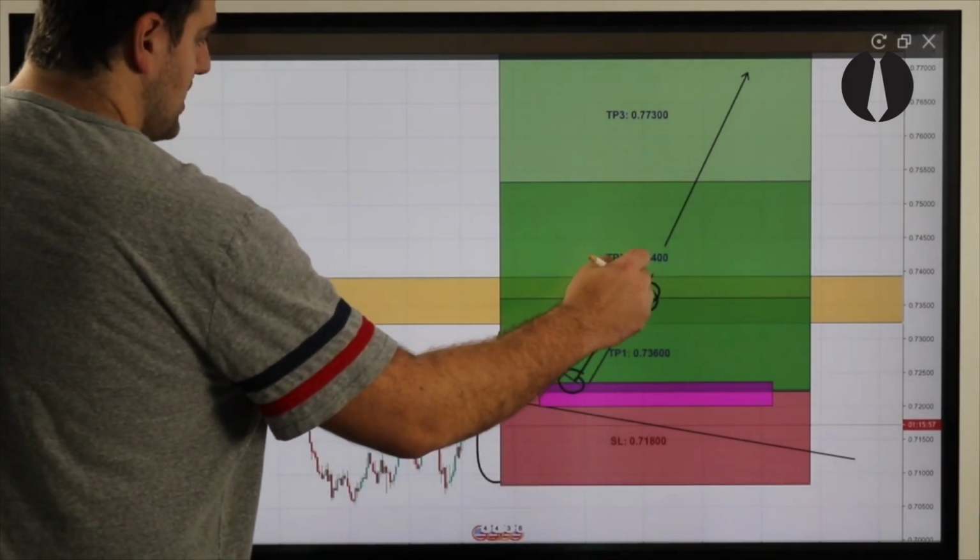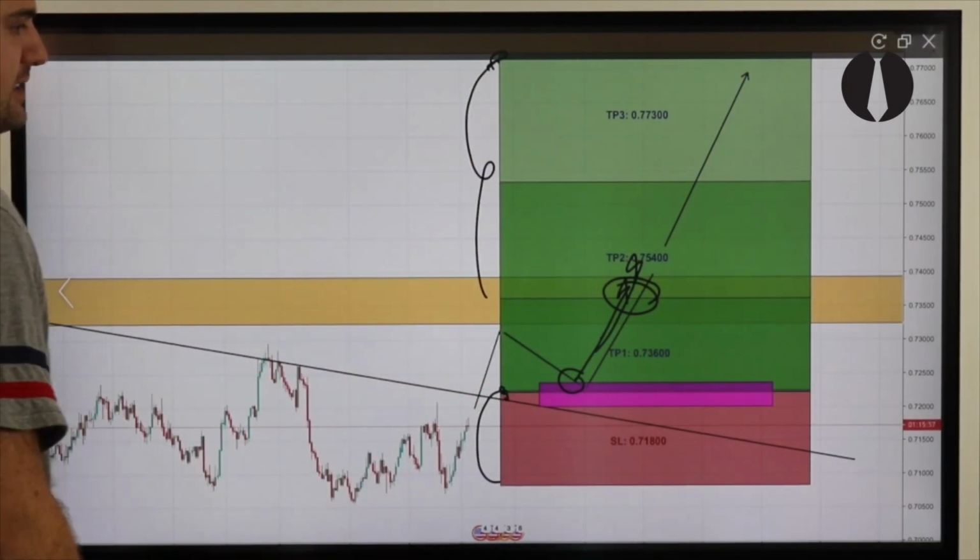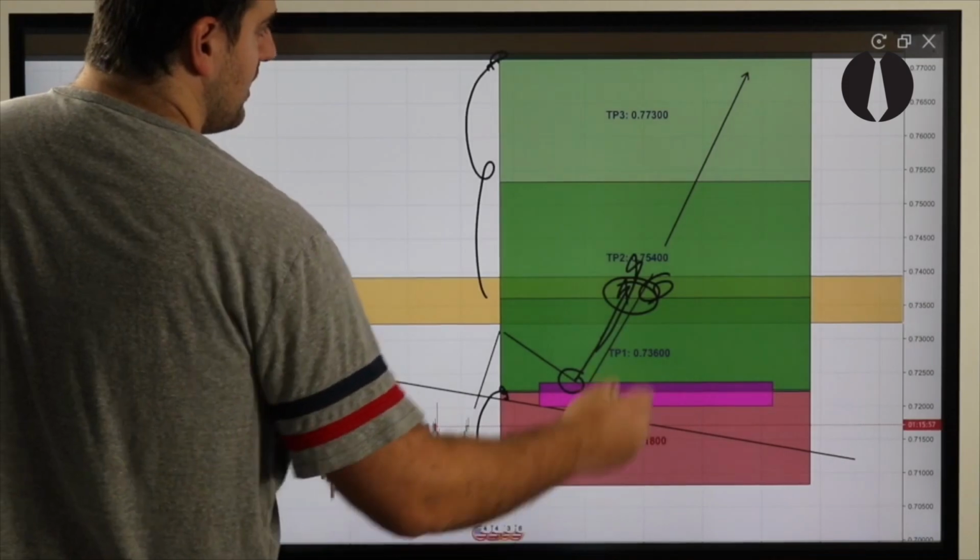But if price does break this weekly zone to the upside, you can be sure that we're going to be heading to TP2 and maybe we'll be adding some orders to our trade.